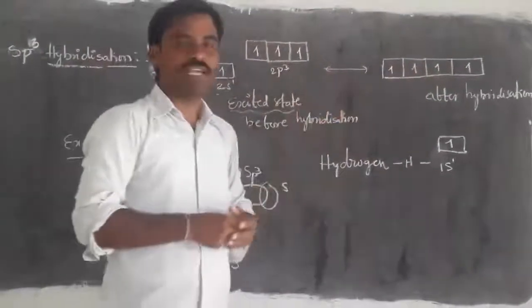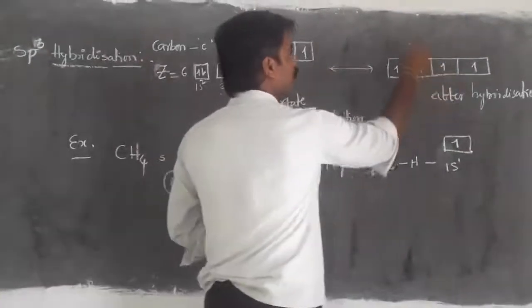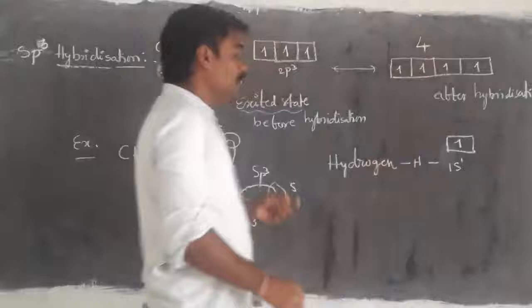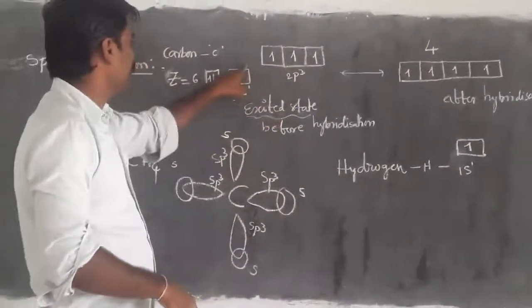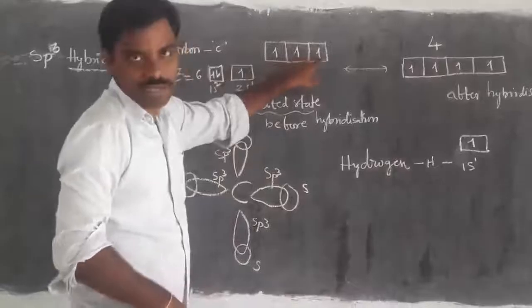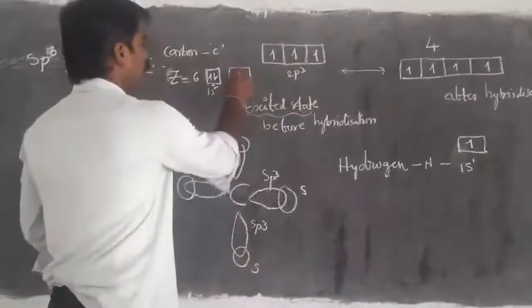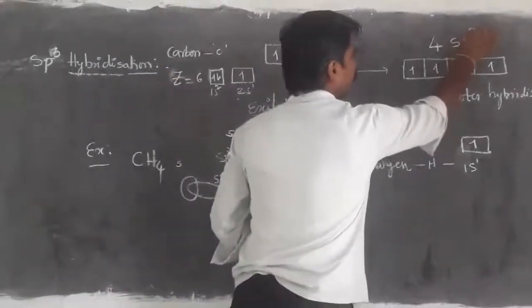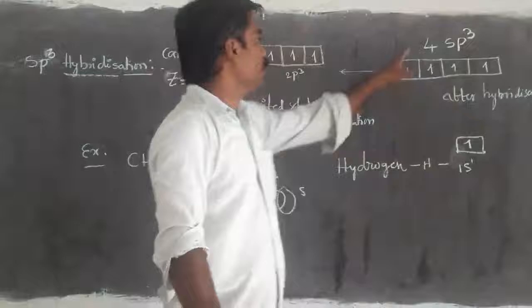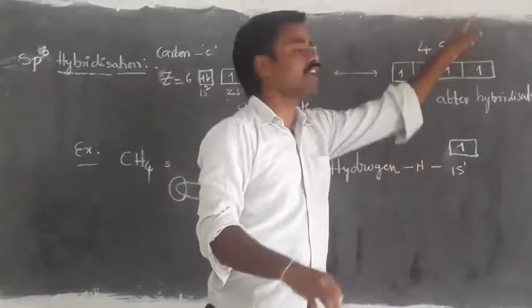The boxes indicate orbitals, right, children? How many orbitals are there? Here 4 orbitals are there. What type of orbitals are intermixed? One is an s orbital, another is a p orbital. How many p orbitals are there? 3 p orbitals. 1 plus 3, 4. Then that hybridization is sp3. The total number of orbitals is 4, so we say 4 sp3 orbitals are present.